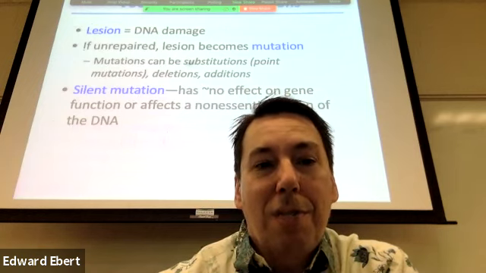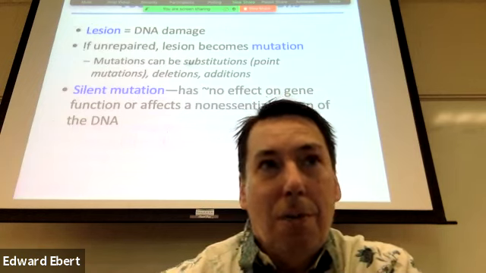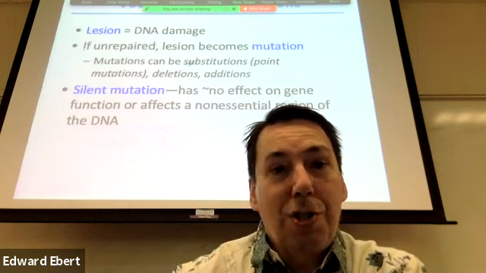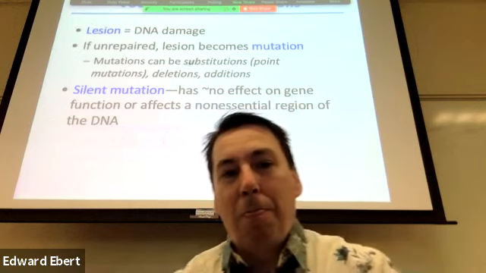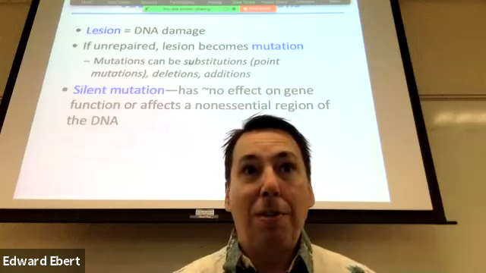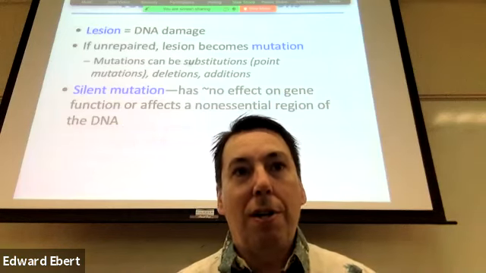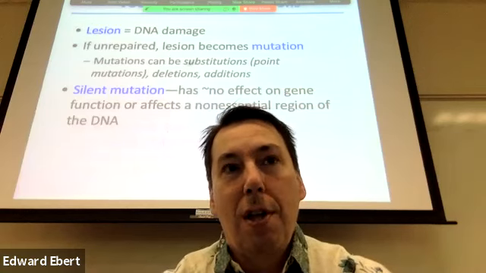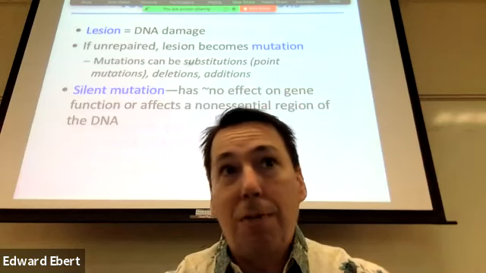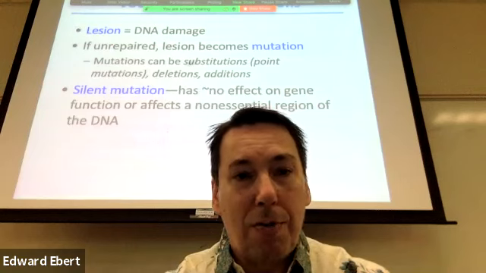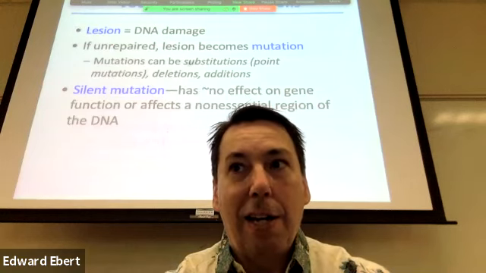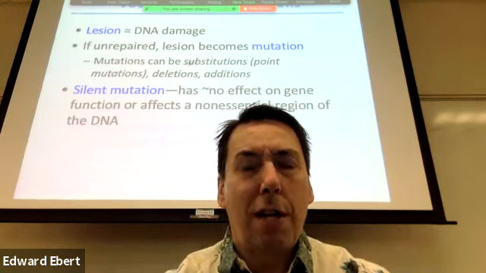Our mutations can be substitutions, particularly point mutations where we just change out one base for another base. They can be deletions where we just cut out some bases, or an addition where we stick in some extra ones. Those latter two you'll typically see if you have a run of a bunch of the same base, like A. It's like, was that 7 or 8 A's?